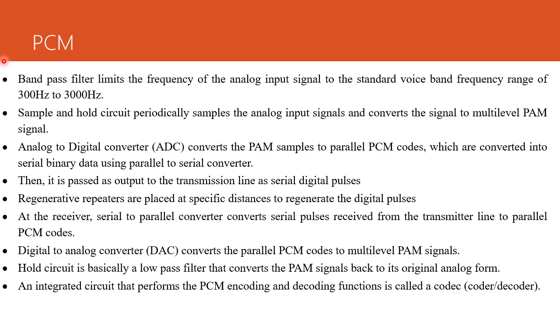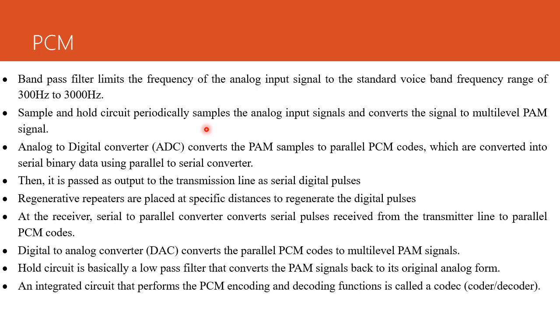In this transmitter, you have seen that it consists of a bandpass filter. This bandpass filter limits the frequency of the analog input signal to the standard voice band frequency range of 300 Hz to 3000 Hz. That filtered output is given to a sample and hold circuit. This sample and hold circuit periodically samples the analog input signal and converts that signal to a multi-level PAM signal. So the output of the sample and hold circuit will be a PAM signal, that is, it consists of a constant amplitude signal.